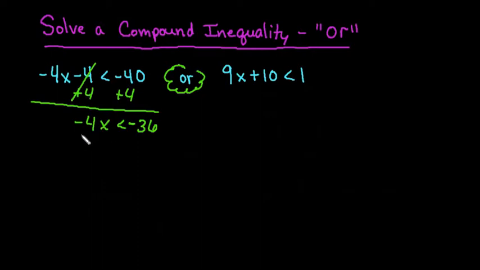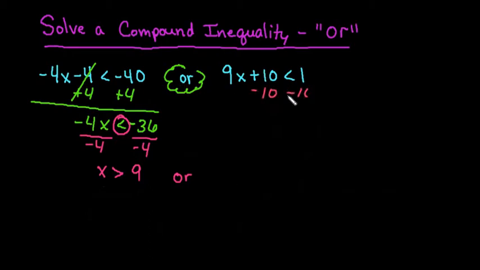Remember, our goal is to get x by itself, so we would have to divide both sides by negative 4. And when you divide by a negative, don't forget that you always have to change the inequality because it changes the direction. In order for the statement to be true, the inequality must change. So negative 36 divided by negative 4 ends up being positive 9. So our first solution is that x could be greater than 9, and if it is, we would use the equation on the left.